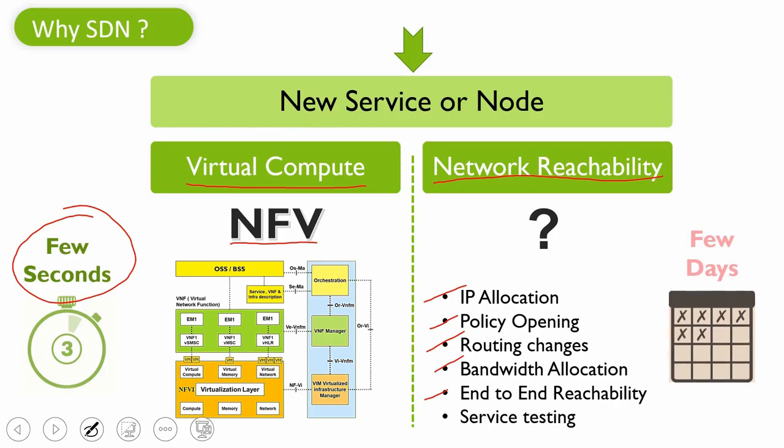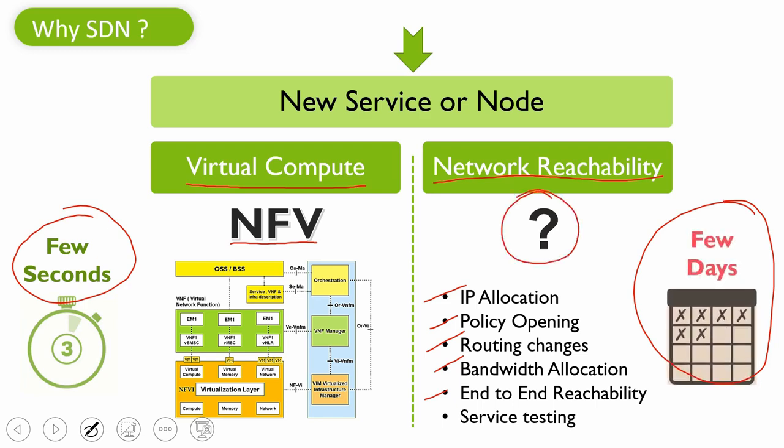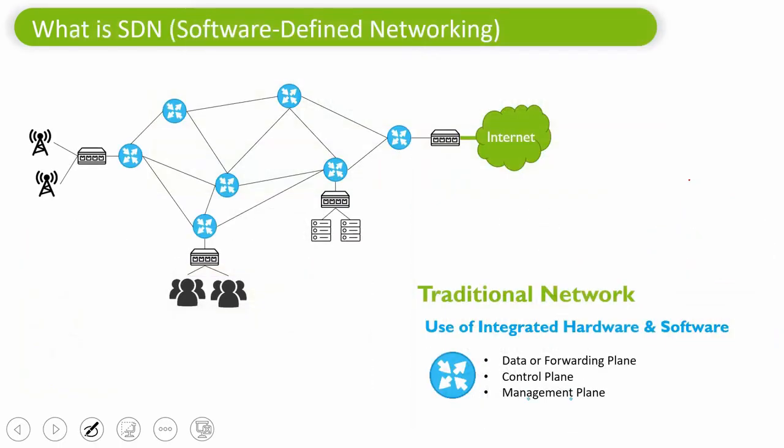It takes a lot of time to prepare the design and to execute the changes in every router and every switch, which is also prone to mistakes. For doing the network reachability piece, it takes a few days or weeks. Ultimately, even if the NFV resources are available, we cannot launch the new service or make the new node live because our network reachability is not done. SDN is going to help us specifically here. Let's understand how SDN works.